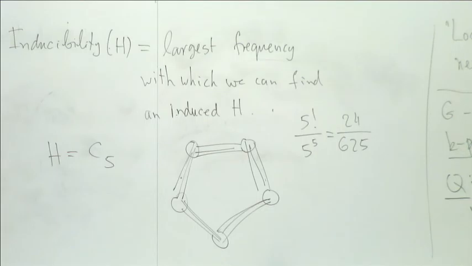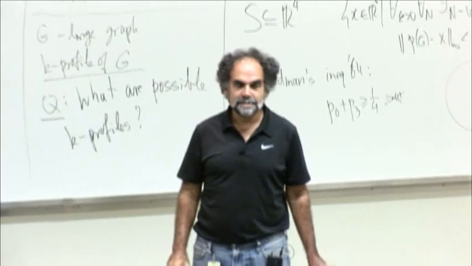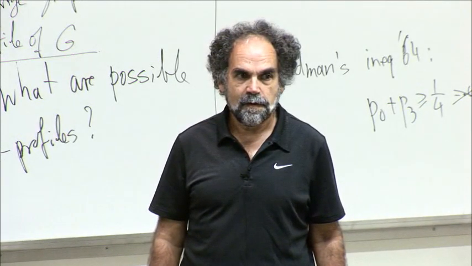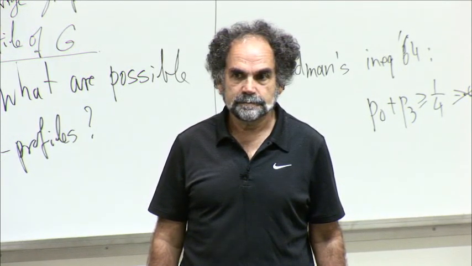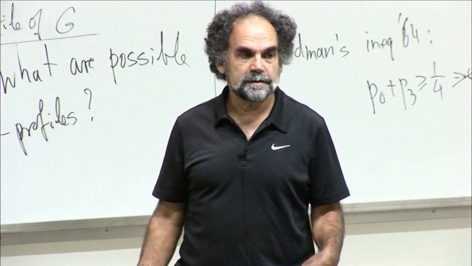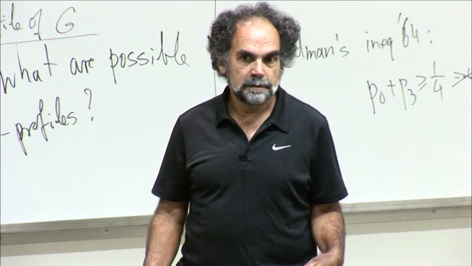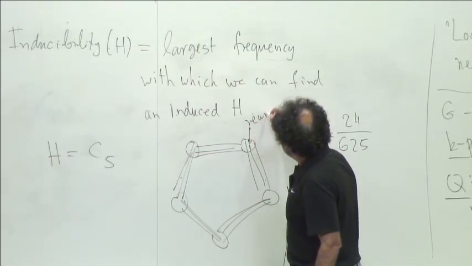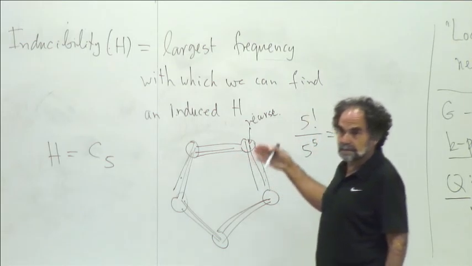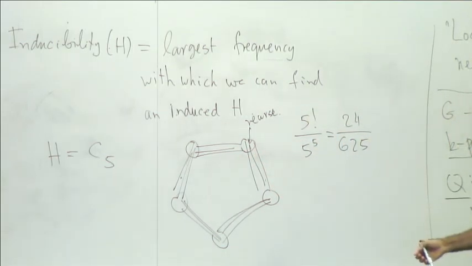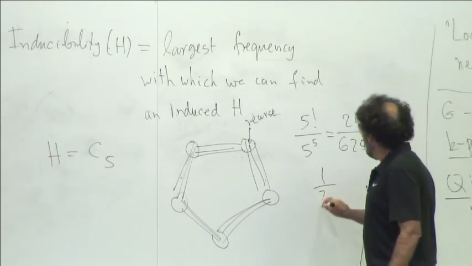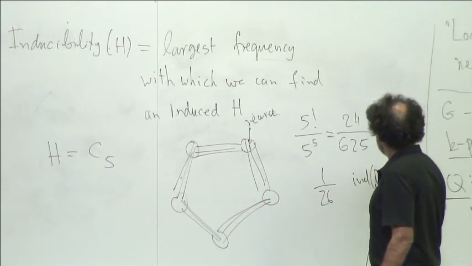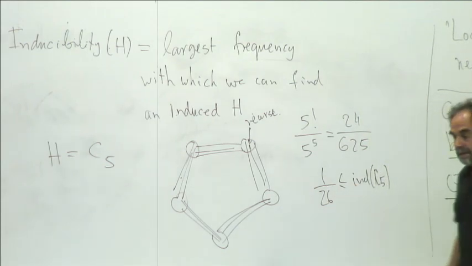Anything better than this? It's a good start. I mean, the solution is not so far off. What can you do to improve it even locally? What if they all fall in the same block? Now we're getting nothing for this, so just recurse. You just do the same thing. And if you do this, you get 1 over 26. So the inducibility of C5 is at least 1 over 26.